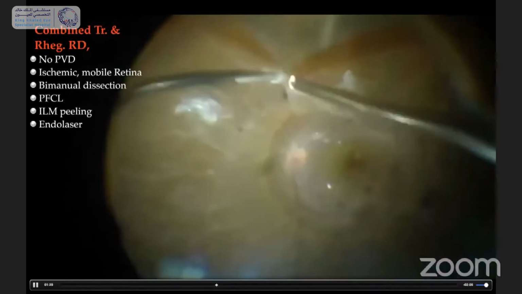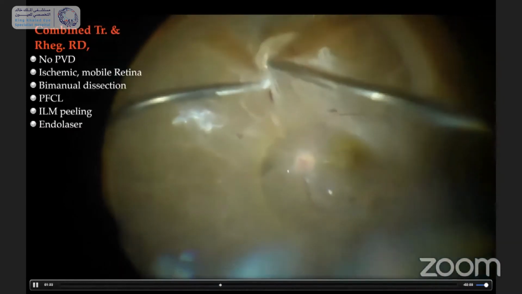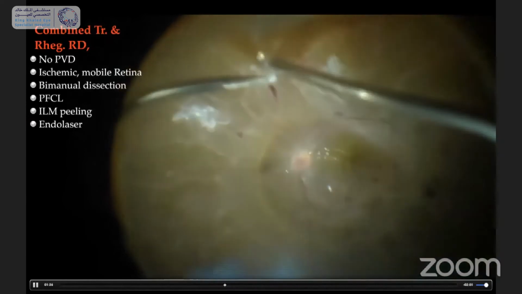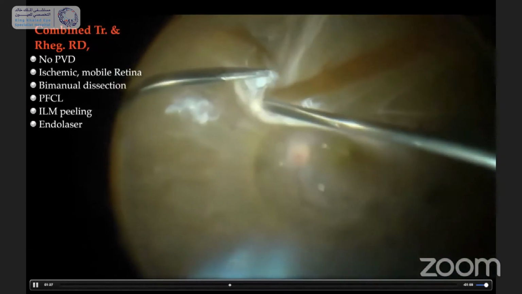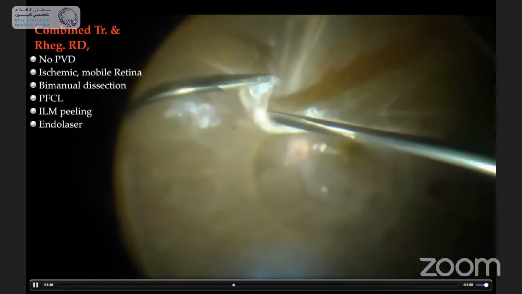PFCL is injected, and then again, you are obliged to use the bimanual approach in order to remove the posterior hyaloid. But in this case also, the posterior hyaloid was strongly adherent, it was transparent, and the underlying retina was severely ischemic. Actually, this patient lost the other eye following vitrectomy for diabetic complications, and she was afraid of doing surgery on this eye. So the detachment was long-standing, but this was her last eye.